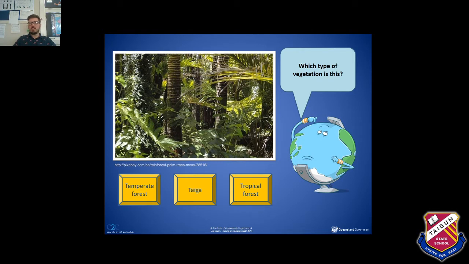Which type of vegetation is this? A. Temperate forest. B. Taiga. C. Tropical forest. The answer is C. Tropical forest.